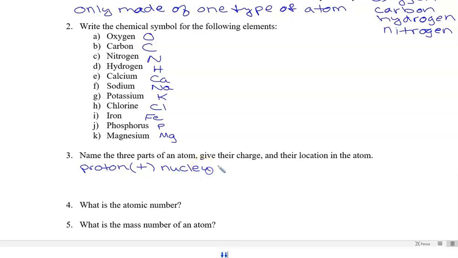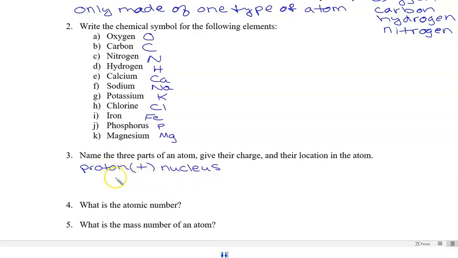Not the nucleus of the cell, I'm sorry, we're about to learn cells. The nucleus of the atom, which is really not a real distinct structure. It's really just the center. A cell actually has a nucleus as well. It's kind of complicated, but it's the same word, center area.